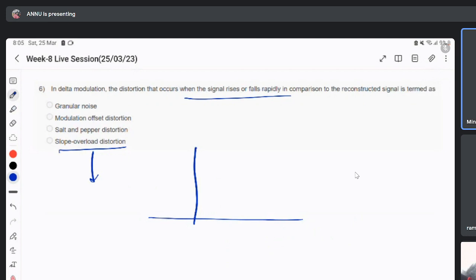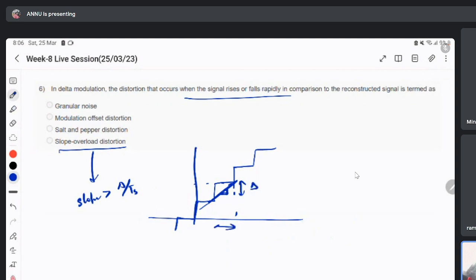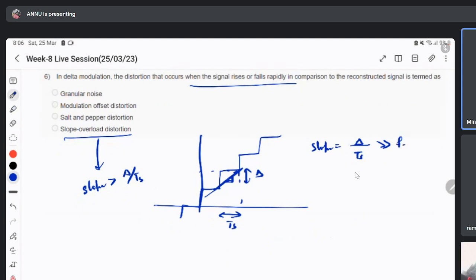Okay, let me check. Slope overload was when the slope is greater than delta by TS. No, ma'am, it was taught to us graphically only in the lectures. Whatever this slope is, this is delta, this is TS. Slope is delta by TS, right? And it should be greater than FS.